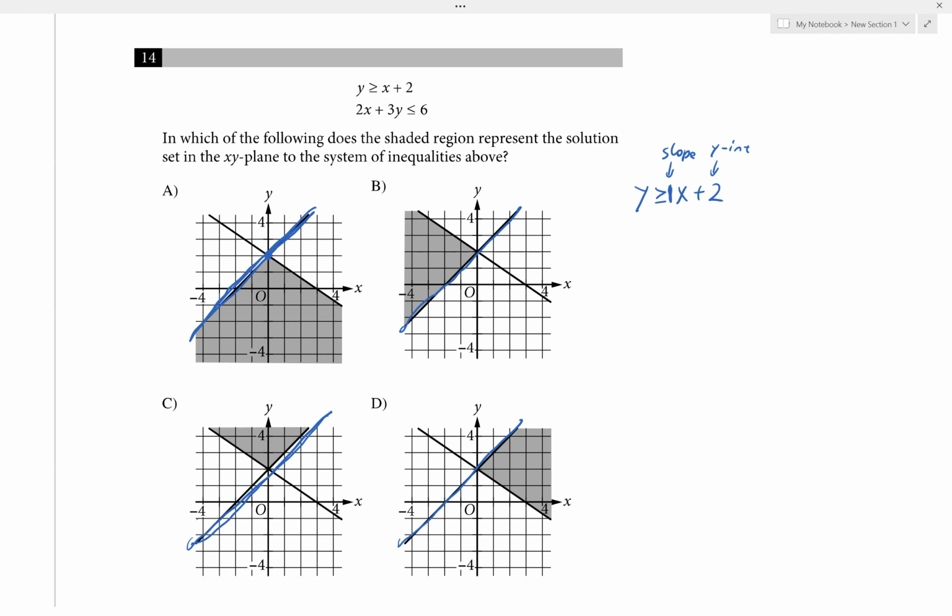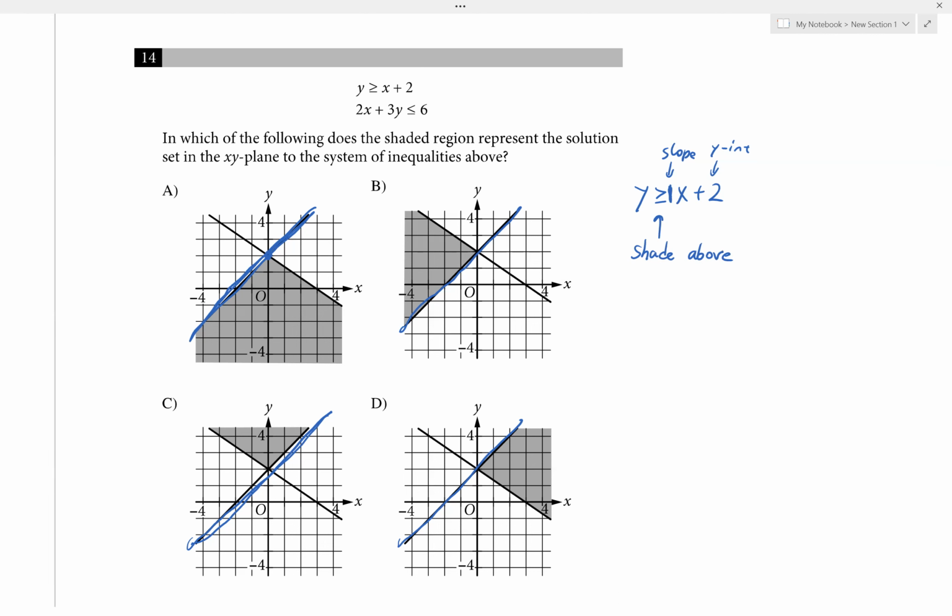Do we shade above or do we shade below this line? So I have to look at the inequality now. It's y is greater than or equal to x plus 2. So it's greater than or equal to. That means we shade above the line because it's greater than. So the shaded region has to be above this line.